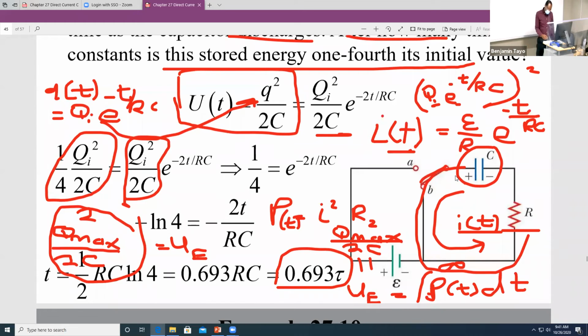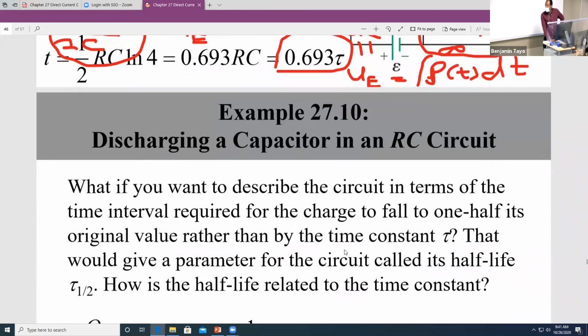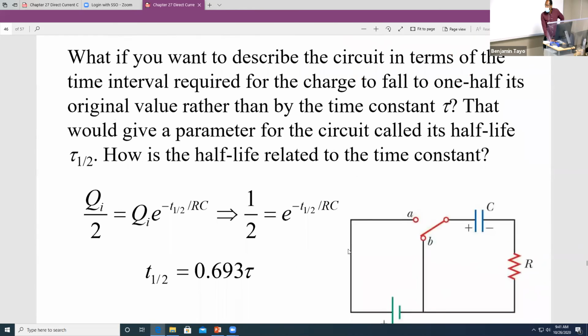Okay. So you can try this at home to see if it's going to give you that equation. It's a good practice. So again, calculate your power, which is just I squared times R, and then integrate that from 0 to infinity and confirm that it gives you Qmax squared over 2C. Okay, let's see.